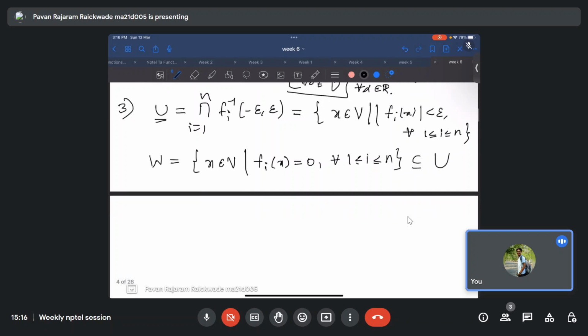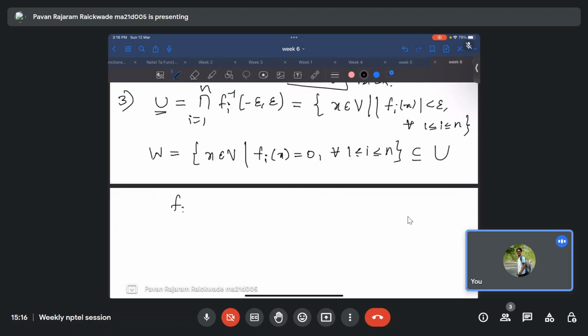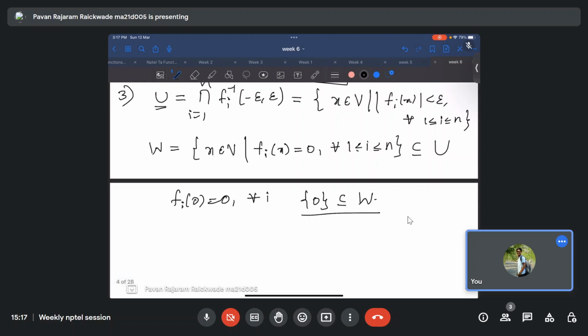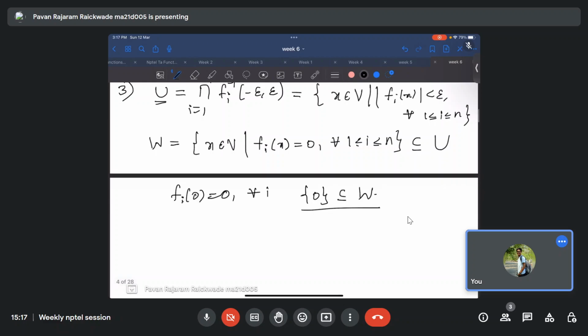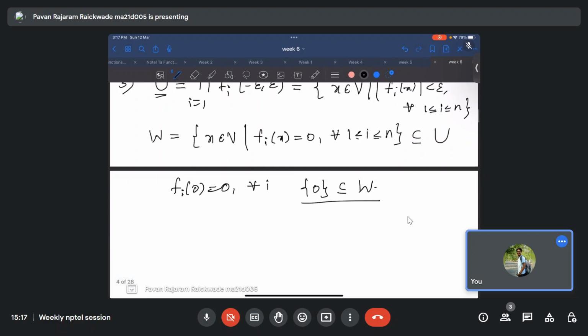Is it non-empty? Because see, f_i at 0 is 0, right, for all i. For every linear function, in fact, 0 goes to 0. So the singleton {0} will always be contained in W. My claim is this W cannot be just the singleton {0}, it's more than that. It's a proper non-trivial subspace of V.